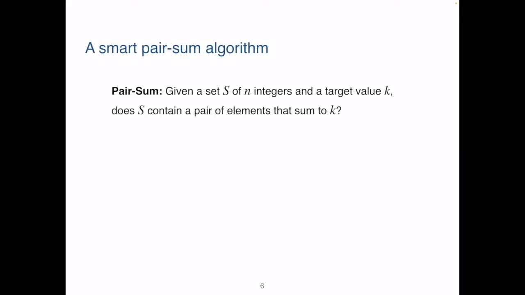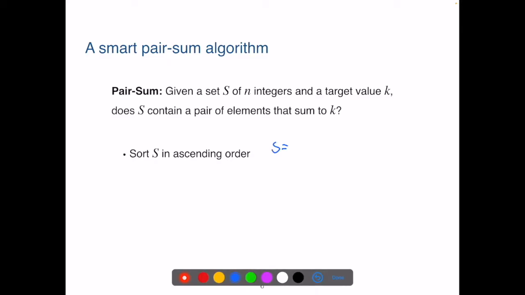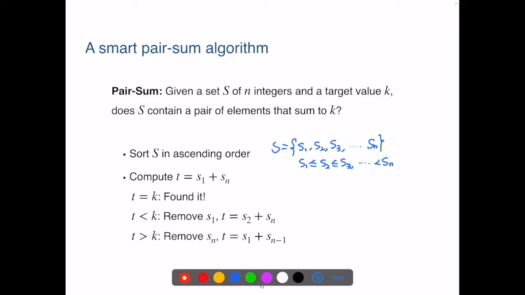A better algorithm for pair sum is to start by sorting all the integers in S. Then we work through the sorted list from both ends, eliminating values when we determine they cannot be in a pair that sums to k. So for instance, once we have sorted S, we can write it as S1, S2, S3, ..., Sn, where we have S1 less than or equal to S2 less than or equal to S3 and so on. We start by computing T equals S1 plus Sn.